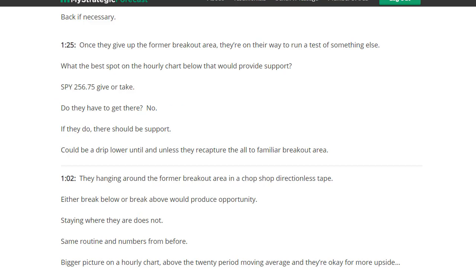Once they give up the former breakout area, they're on their way to run a test of something else. What's the best spot on the hourly chart that would provide support? SPY 256.75, give or take. Do they have to get there? No. If they do, there should be support. We'll get back to this in a moment.